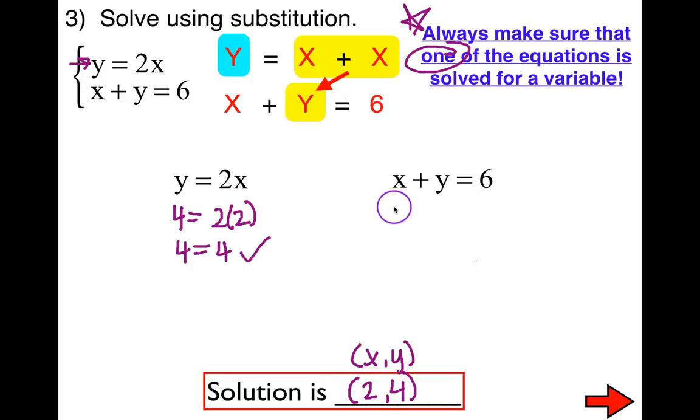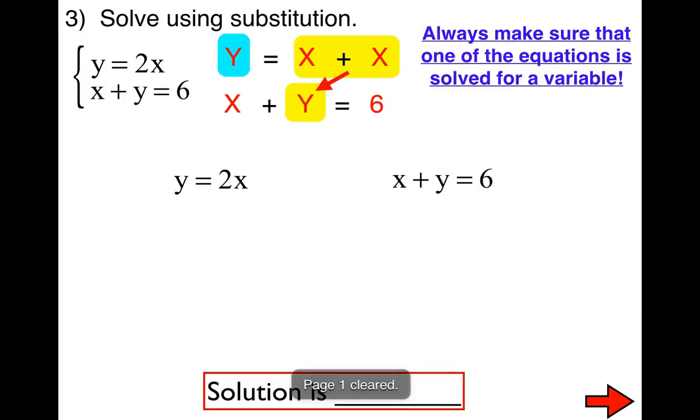Let's check the other one here. x equals 2 plus y, which is 4. It's supposed to equal 6. 2 plus 4 is 6. 6 does equal 6. So I've checked both. This solution works for both equations. Therefore, I can confidently say that the solution is indeed 2, 4.